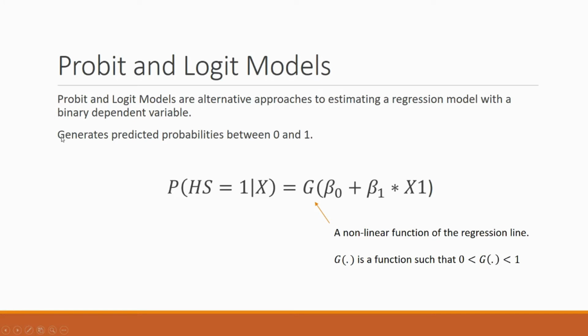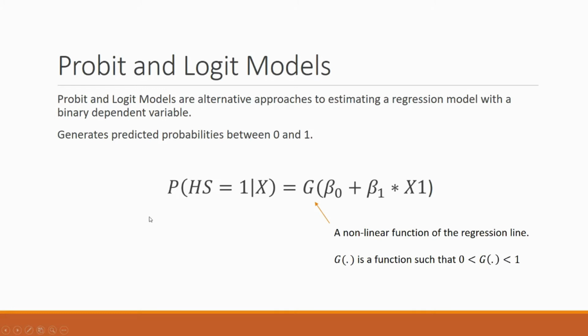These models generate predicted probabilities between 0 and 1. That is a major advantage of these models. If we're estimating a model where we want to generate predicted probabilities, then we need to go with the Probit and Logit model because they're able to generate probabilities between 0 and 1. Let me illustrate.